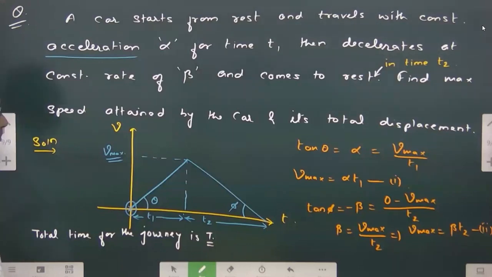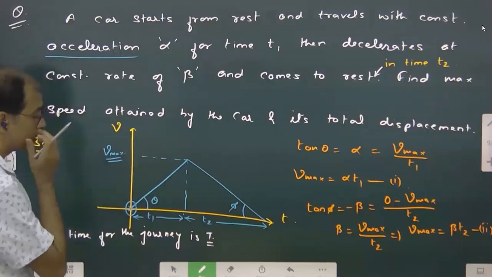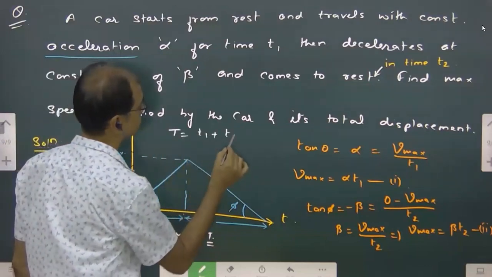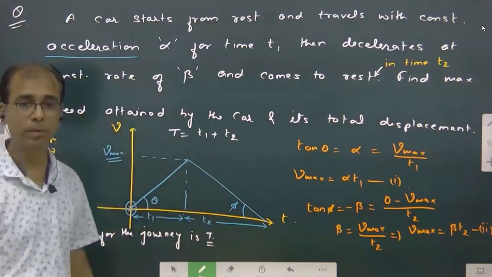Done, students? Is it clear? Yes, sir. Total time for the journey is T. Now we'll use it. What this T is? We will say that this T basically is T1 plus T2. Okay, T is T1 plus T2.